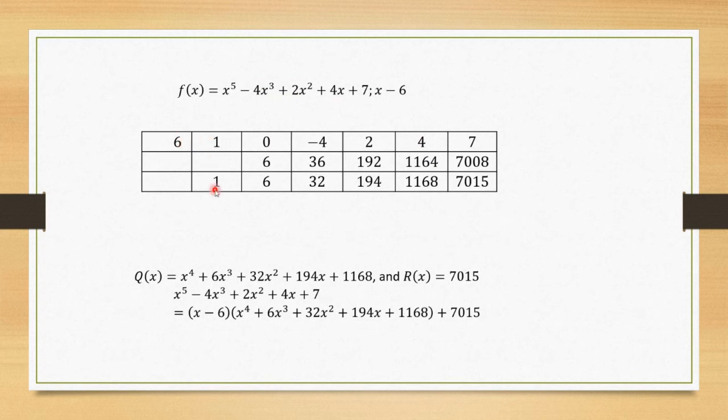The 1 we bring down, and we do 6 times 1. That becomes 6. 6 plus 0, that's why 6 is still here. 6 times 6 is 36, that's why this is here. Now, if you add this to minus 4, you get 32. 6 times 32, that's 192.